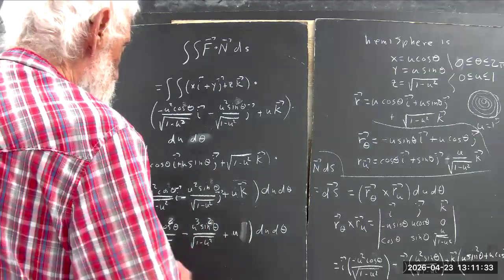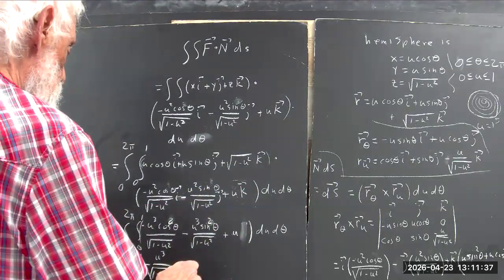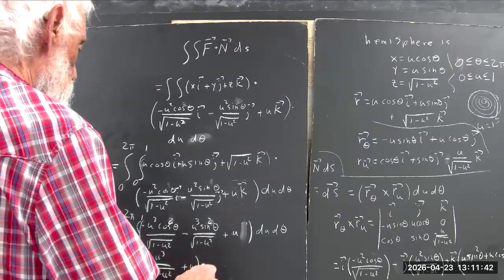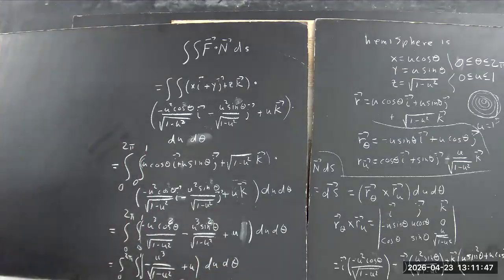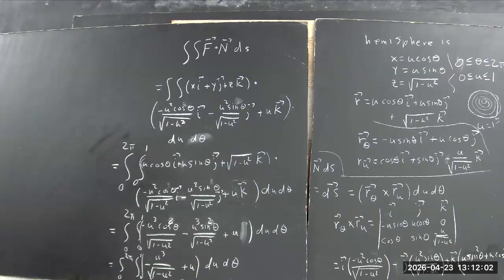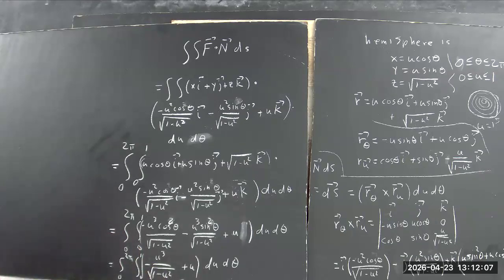And there's no i, j, or k on it because we've done the dot product. I have a k on this thing. Then it's plus u du d theta. And of course, u du is easy to integrate. How are you going to integrate u cubed over the square root of 1 minus u squared?